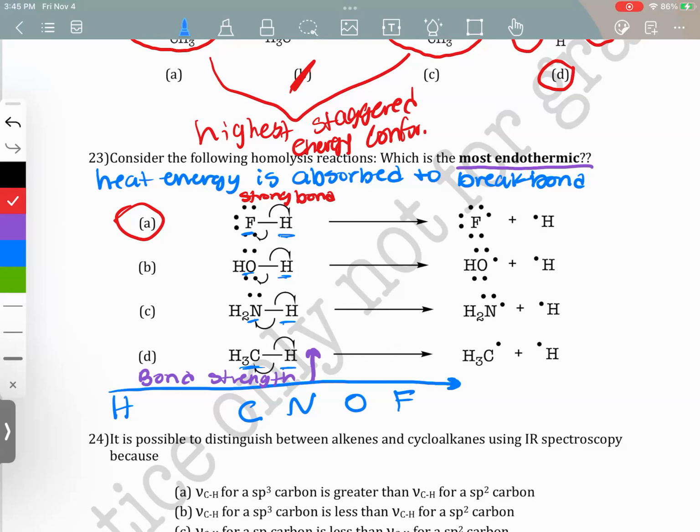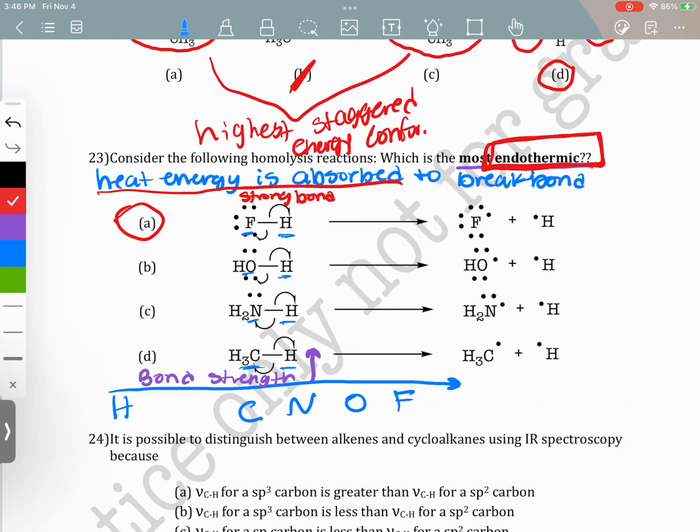Because it is the strongest bond, you're going to need a huge amount of this heat energy that's being absorbed to break it. So another way to look at it is, whenever you look at the reactants and you're seeing that you're breaking strong bonds, it'll be an endothermic reaction. Any questions? No, I think that makes sense.